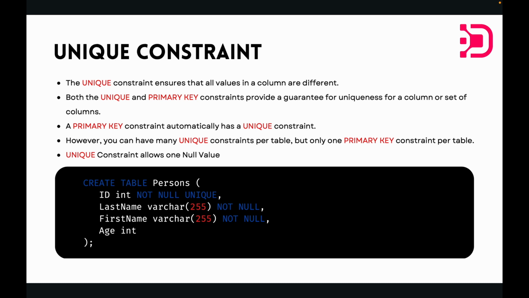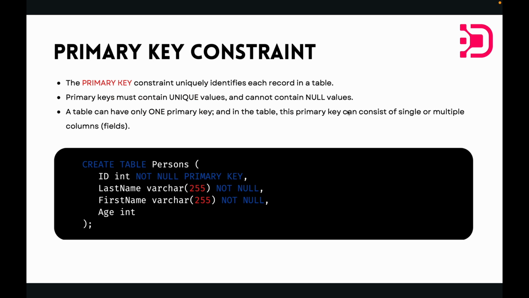And I've just put the syntax in here. This is a basic table persons, and we want IDs to be unique. So we specify the unique keyword after the not null. And then I'll be diving deeper into these constraints with the demos in the upcoming videos. So you can check out the playlist to get a full list and watch those videos to see implementation and demonstrations of these constraints. We've got the primary key constraint.